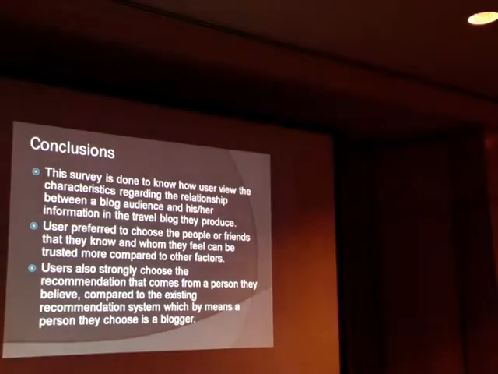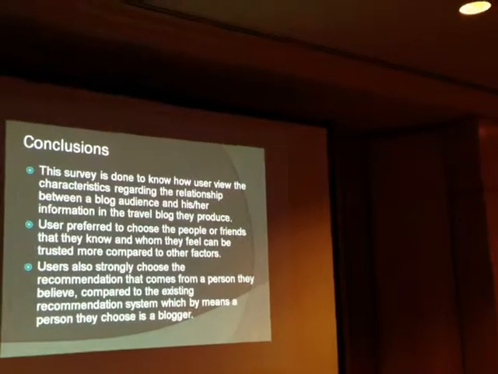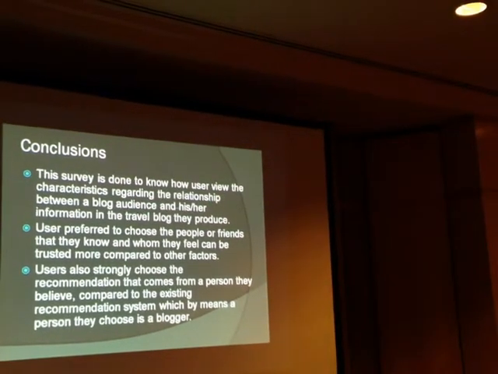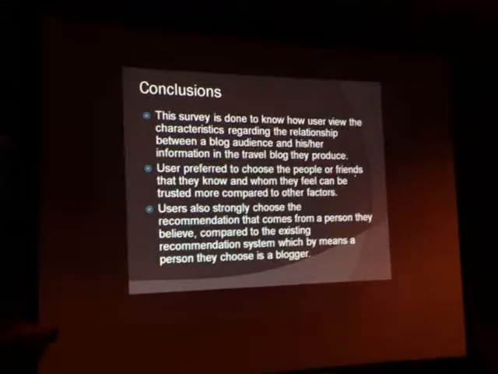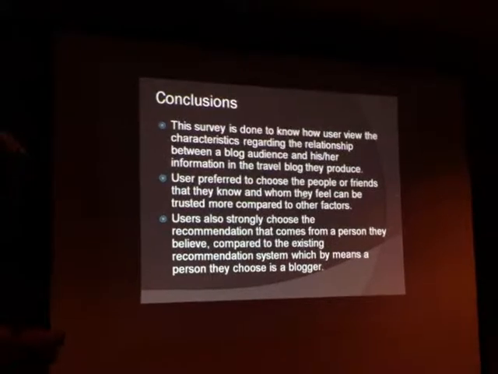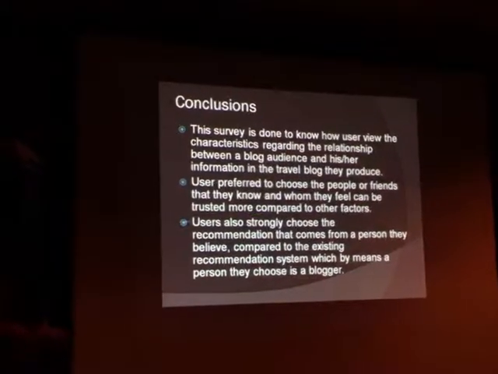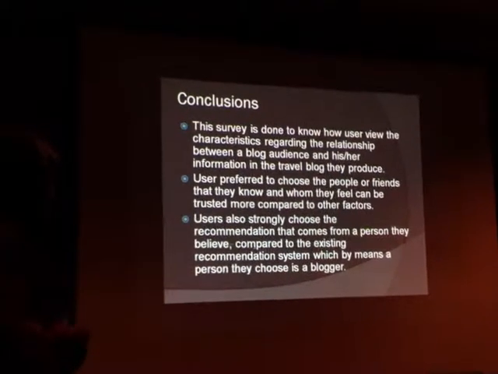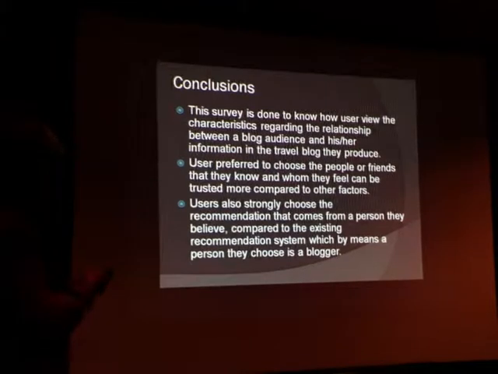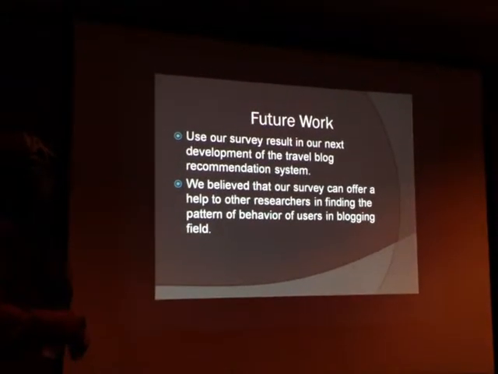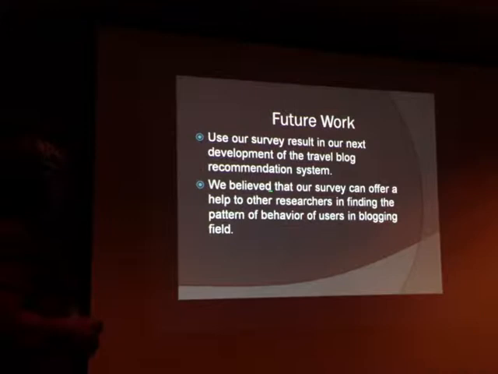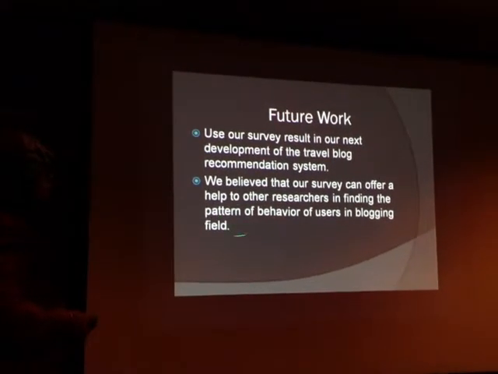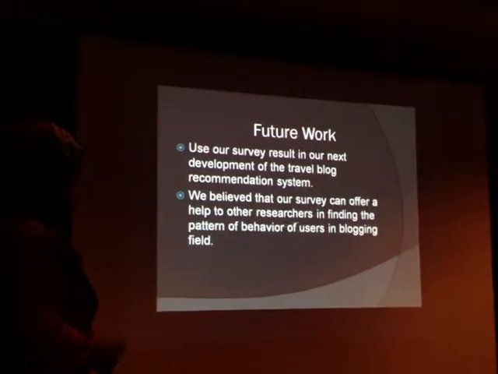So the conclusion: this survey was done to know how users view the characteristics regarding the relationship between a blog audience and the information from travel blogs. Users prefer to choose the people, the people or friends that they know and feel can be trusted more compared to others. And users also strongly choose recommendations that come from a person they believe over an expert. For future work, this survey result will be implemented in our travel blog recommendation system. And we believe the survey may also help other researchers to find information about the blog field.